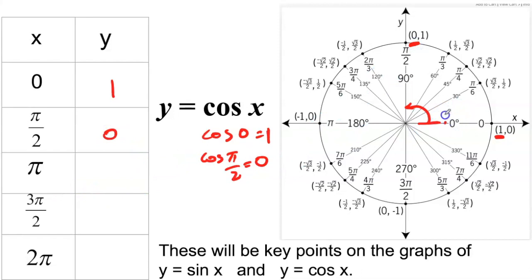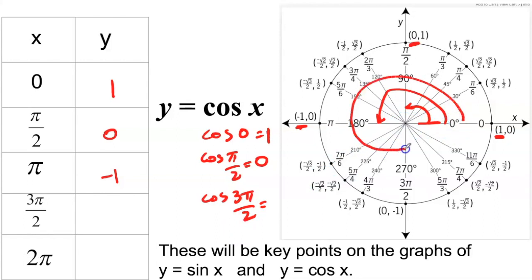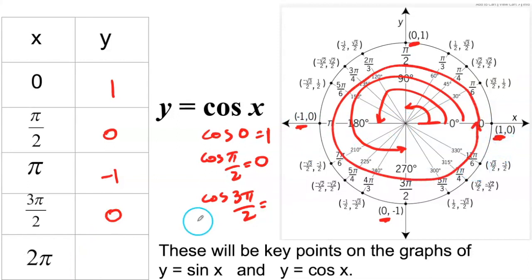Cosine of pi, all the way up to here, this is the ordered pair (pi, -1). Cosine of 3 pi over 2, all the way here, right, 3 pi over 2, 0. And last but not least, cosine of 2 pi, going all the way around, and we get back to 1. So these are the values that I need to graph.